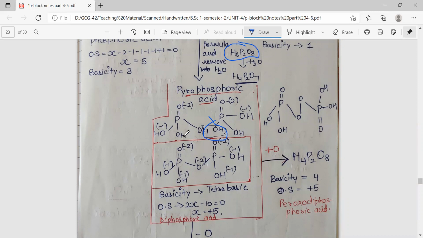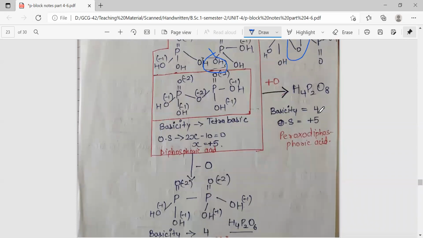From this diphosphoric acid we can also generate another acid, peroxodiphosphoric acid. We introduce one more oxygen, present as a bridge. So there is a peroxide linkage in the bridging position. This is how it is generated. The formula becomes H4P2O8. There are 4 hydroxide groups, so the basicity is 4, and the oxidation state of each phosphorus is 5.